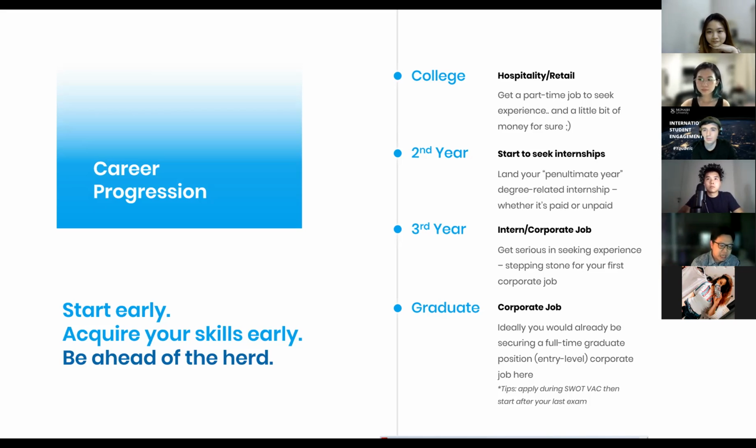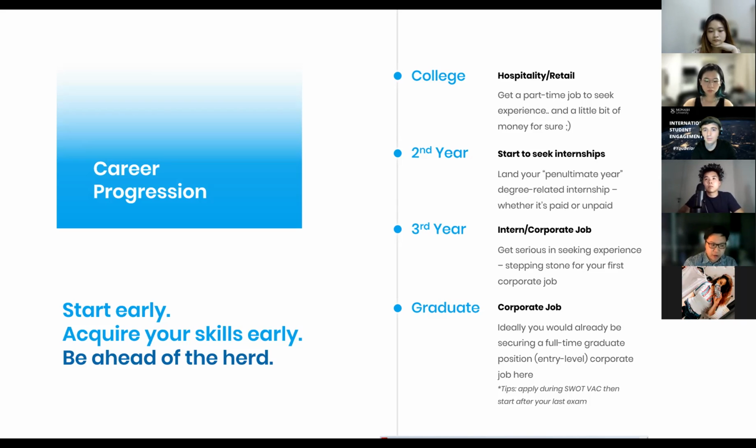And during your second year, that's when you start to seek internships. Land your penultimate year degree-related internship. Whether it's paid or unpaid, that's okay. And then during your third year, you might want to scale up to a paid internship, or you might actually want to land your first corporate job. This third year is a serious moment.